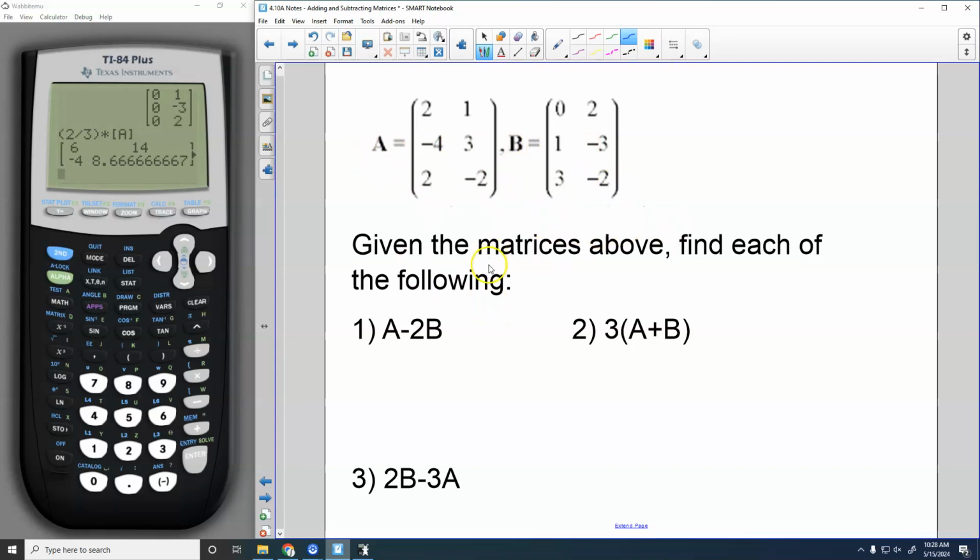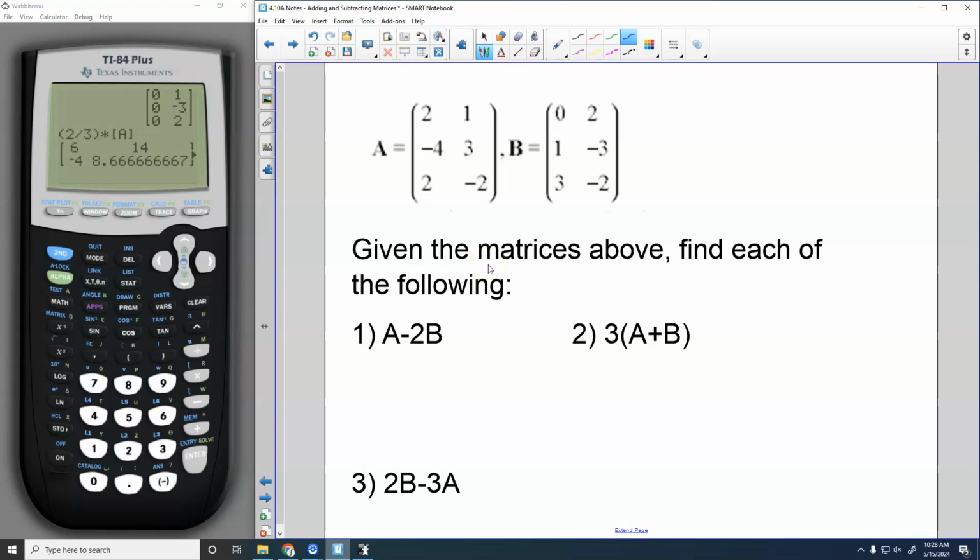Now here is another scenario where it's pretty easy to do these by hand, but especially in this case where we've got 3 problems, maybe you might want to use the calculator for this. So to do this by hand, for number 1, you would have A, which is 2, -4, 2, 1, 3, -2, minus 2 times B. So that B would have to be multiplied by 2, which would give us 0, 4, 2, -6, 6, -4.